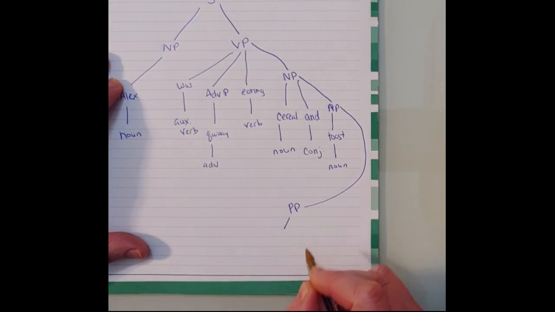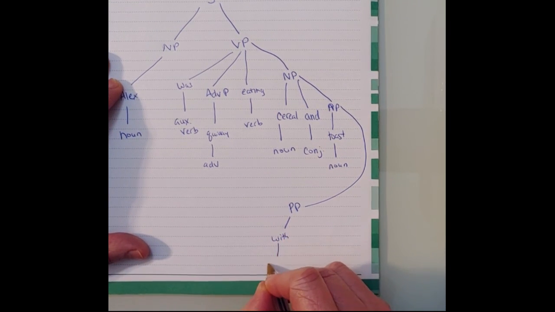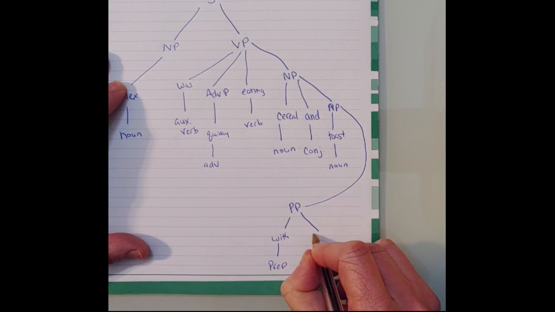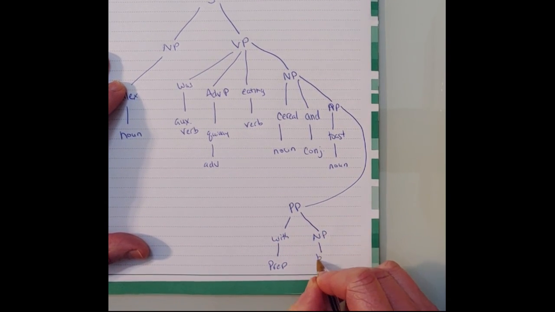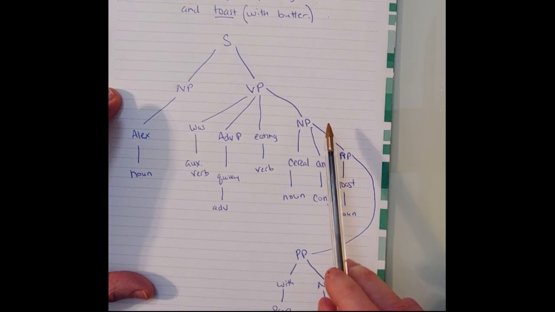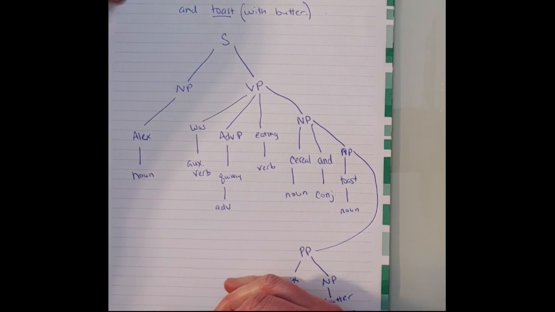Inside that prepositional phrase, I have my preposition with. Awesome. So that's my prep. And then what's always in a prepositional phrase? A noun phrase. So my noun phrase consists of the word butter, which is my noun. Ideally, you wouldn't have had to have a low-hanging branch on your tree, but we did, okay? It was a fun one, right?